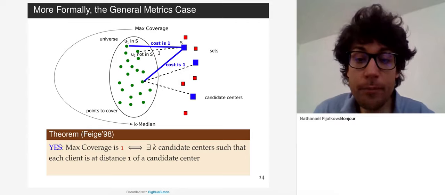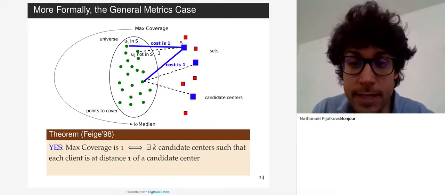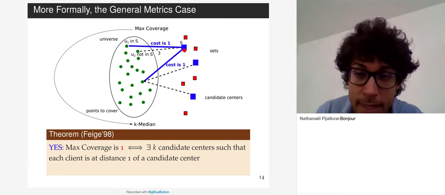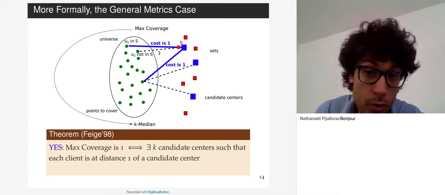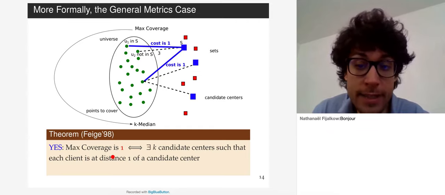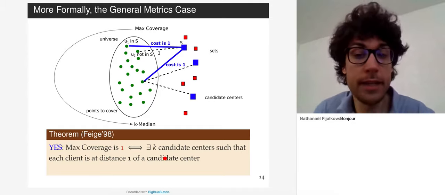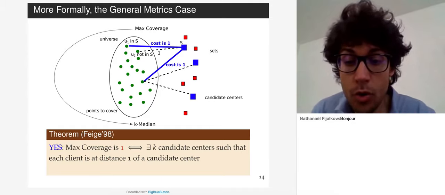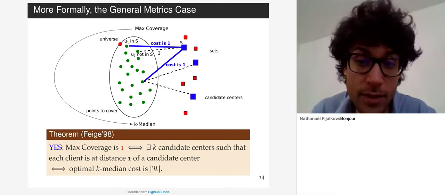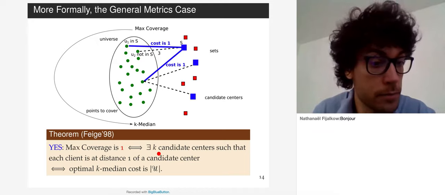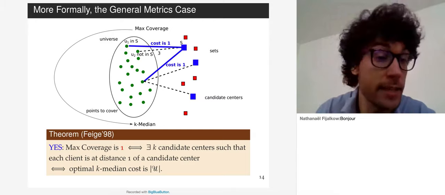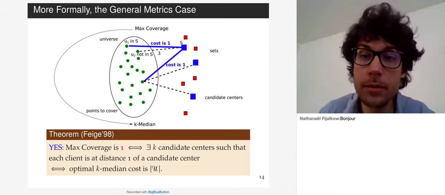Now, if it is a yes instance, if the instance you gave me for max coverage is a yes instance, then I can pick K sets, so I can pick the corresponding candidate centers, such that each client is at distance at most 1 from a candidate center. So that's a yes case, right? My optimal k-median cost is the size of the universe. Everyone is paying 1. There is a max coverage that covers everyone.